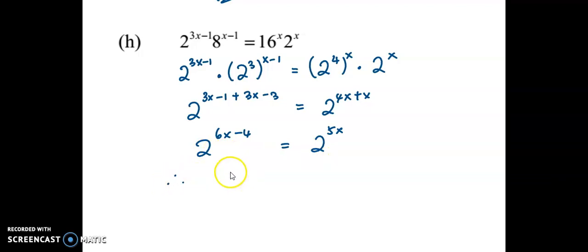And to solve for x, again we compare the powers. Then solve for this, collect like terms together, 6x minus 5x, you have your x. And negative 4, add 4 to both sides, you get 4. Alright, so this is your answer.